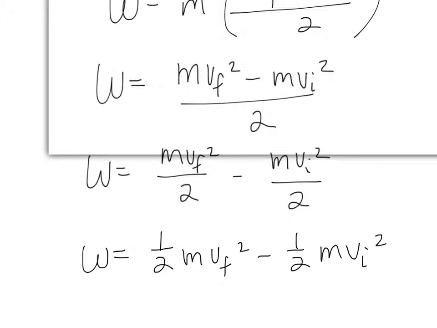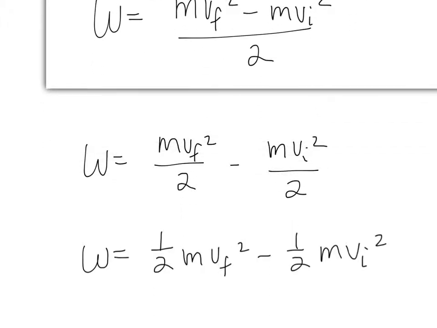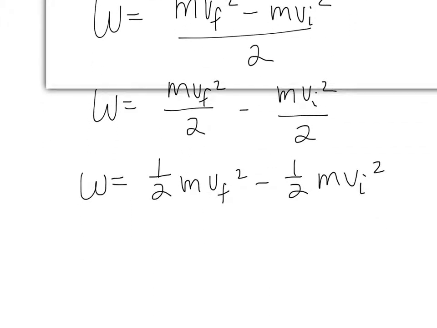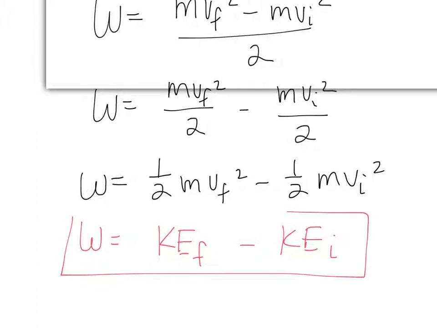Very good. So as a result, this formula turns out to be 1/2 m vf squared minus 1/2 m vi squared. Well, these right here are just kinetic energy. 1/2 mv squared, 1/2 mv squared. So really, the final result, we think about the work kinetic energy theorem is this. This is KE final, and this is really KE initial.